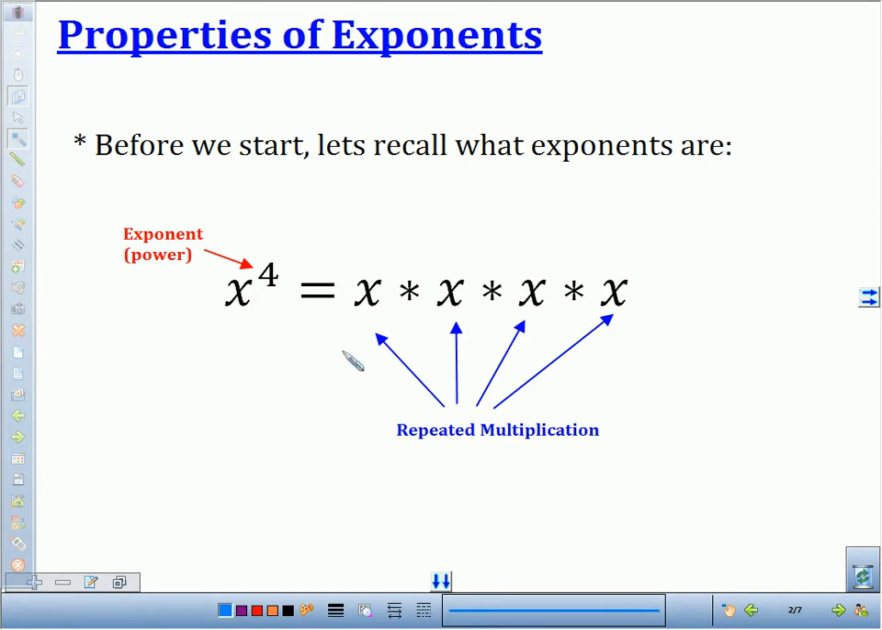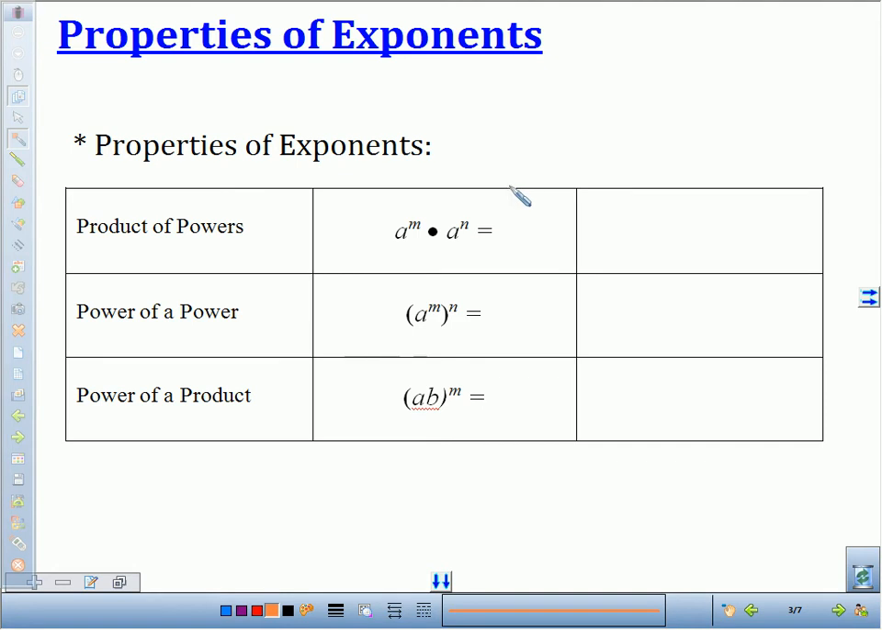multiplied together. So I have this repeated multiplication of these 4 x's. That's x to the 4th. Now everything that we learn about exponents will come back to the idea that x to some power is that many x's being multiplied together. As long as we've got that in our minds, let's look at some of the properties we're going to be dealing with. There are 6 of them in all that we're going to be concerned with.